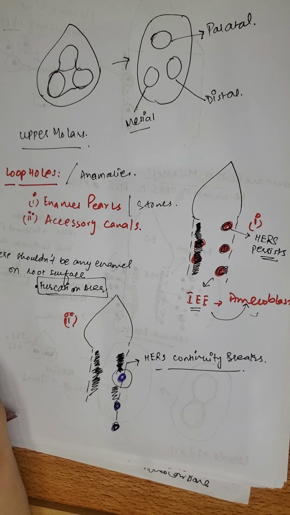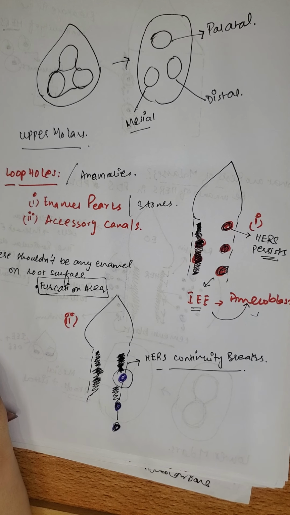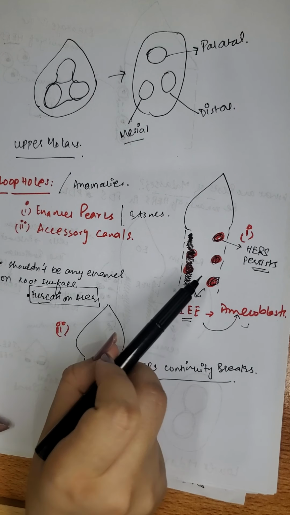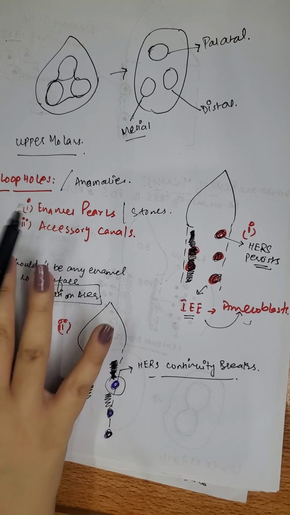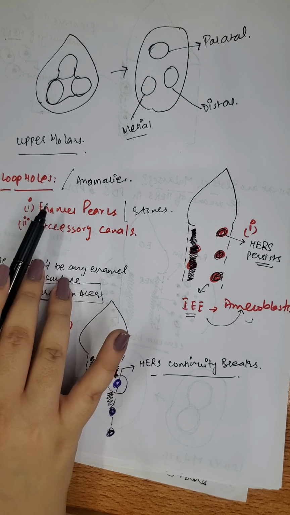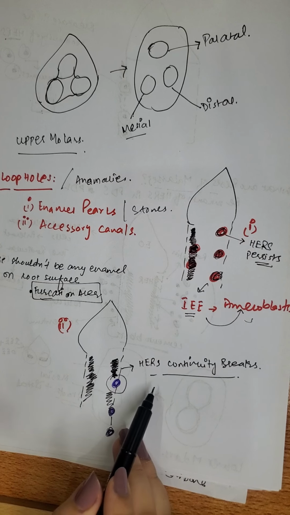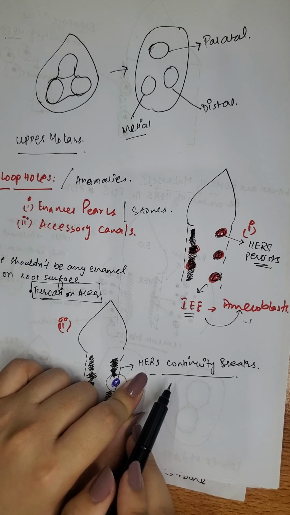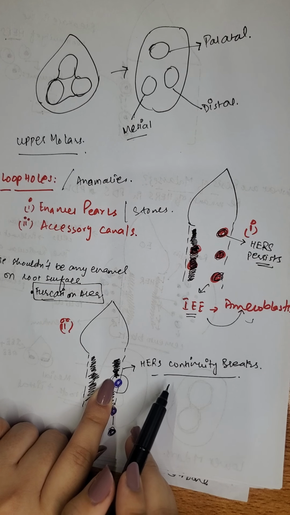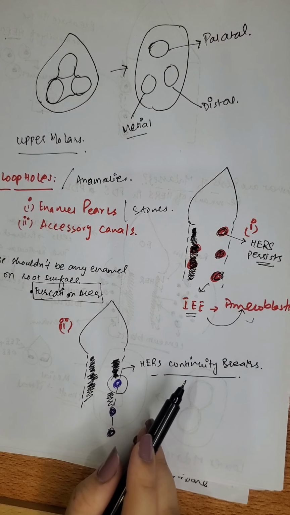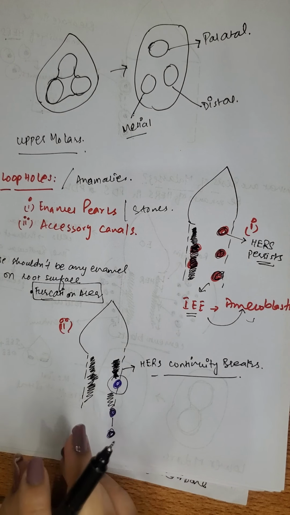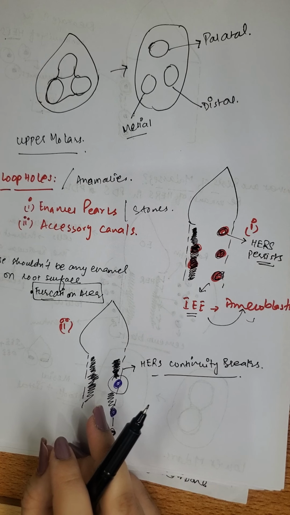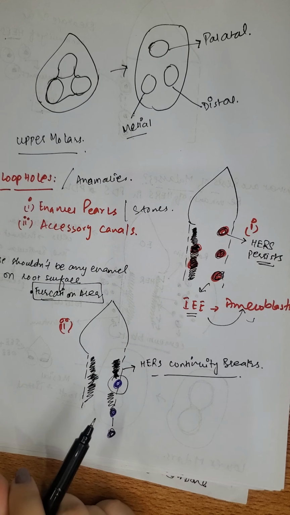So these are the things you are going to remember. With the persistence of the Hertwig's epithelial root sheath, we have the enamel pearls or enamel stones, mostly located at the furcation area. And with the breakage of the continuity of the Hertwig's epithelial root sheath before that time, we have the accessory canals formation. So this was all about the advanced bell stage, and in our next lecture we will be studying the mineralization and the morphodifferentiation.